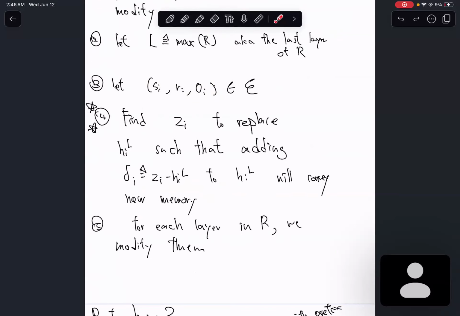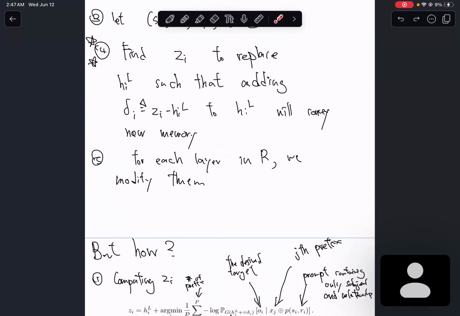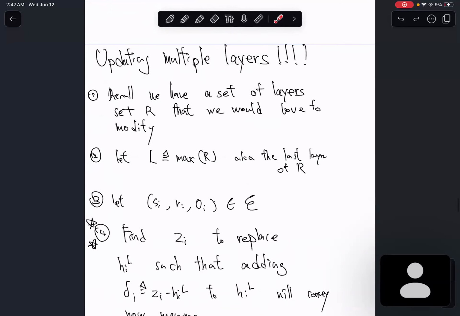Now, basically, what we're trying to do is find zi to replace hi^l such that adding this thing to hi^l would convey the new memory. Adding this thing to hi^l basically means hi^l equals zi. This is just very simple math. So hi^l plus delta i is basically equal to zi minus hi^l plus hi^l, which is basically zi. So it's just replacing hi^l with zi. And for each layer in R, we're going to modify them. That's why we're updating multiple layers.